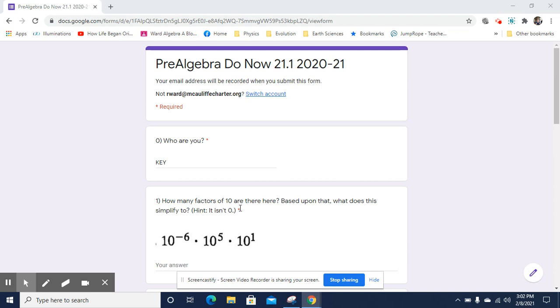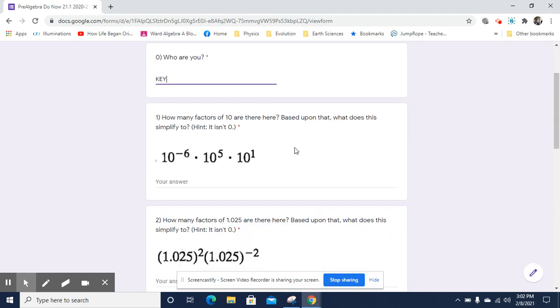So how many factors of 10 are there here? Based upon that, what does this simplify to? And I hint, it isn't 0. So I've got negative 6 factors of 10 here. That's like 1 over 10 to the 6. I've got negative 6 factors here. I got 5 here. I've got 1 more. So I've got 5, 6, minus 6, I've got 0 factors of 10, so this is just 1, because anything to the 0 power is 1.